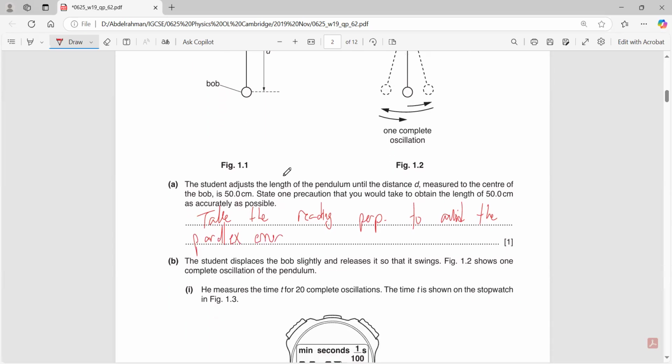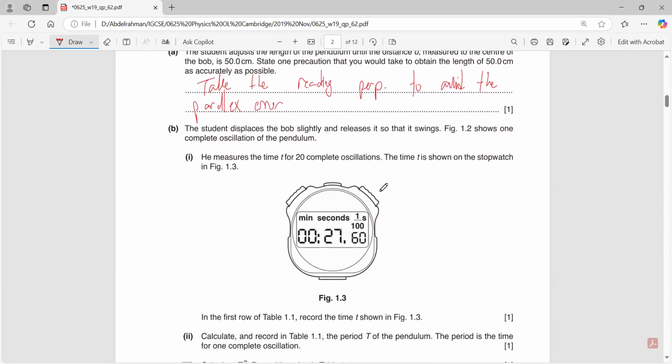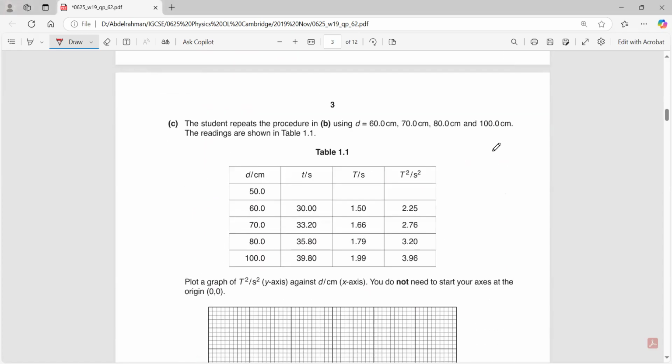Student displaces the bob slightly and releases it so that it swings. Figure 1.2 shows one complete oscillation of the pendulum. He measures the time for 20 complete oscillations. The time t is shown on the stopwatch. In the first row of table 1.1, record the time shown. So we need to write down the time shown in the next page, 27.60. I'll write it down as 27.60. Why? Because all of the readings are 4 significant figures.